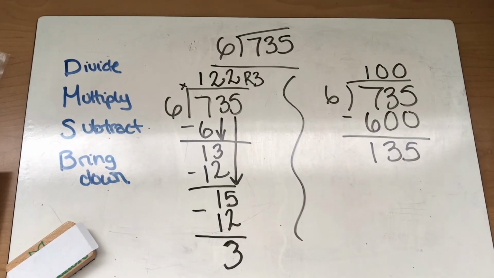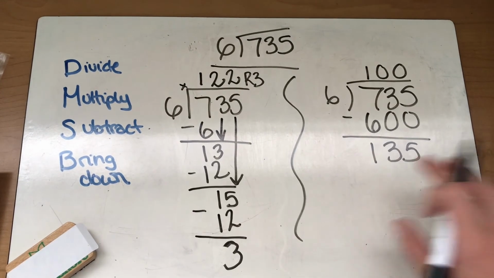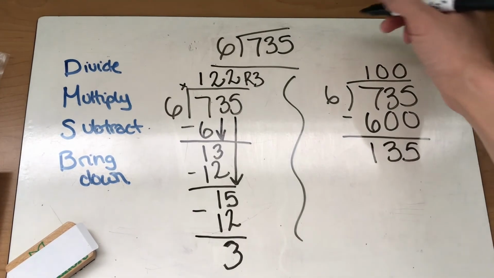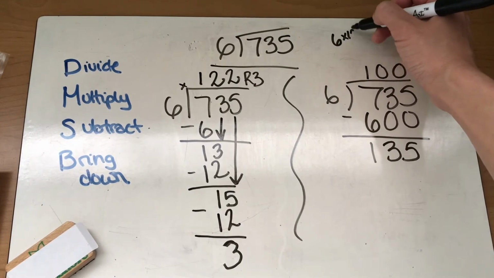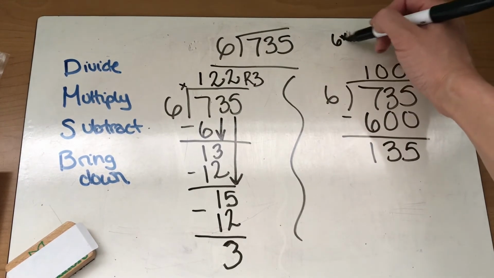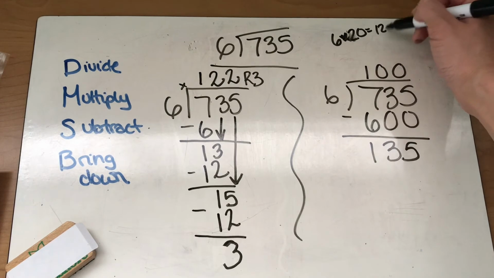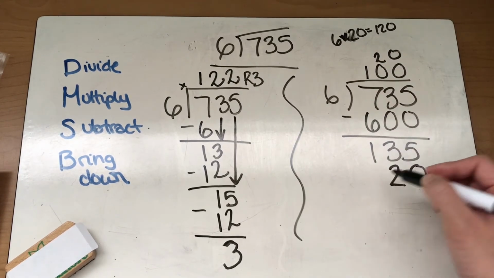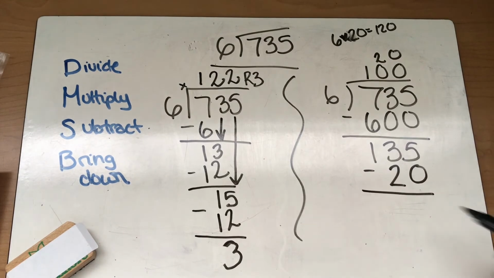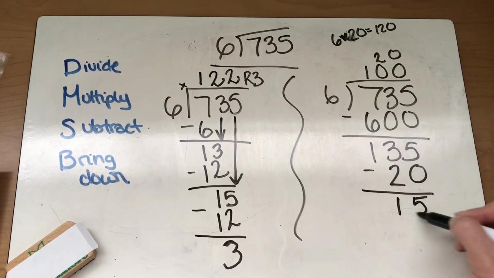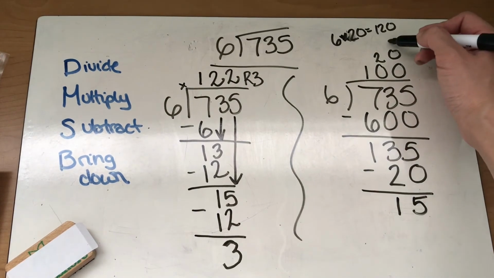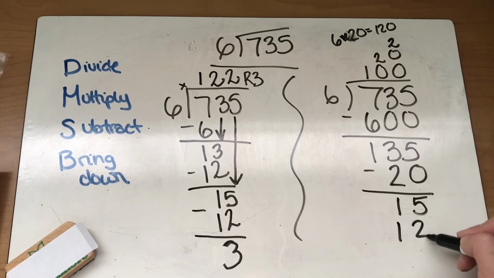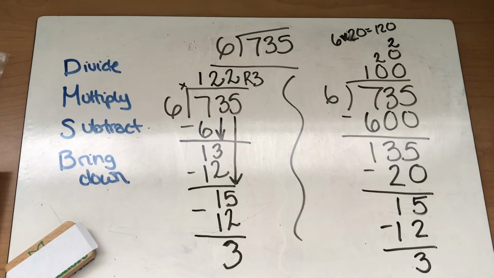Now I'm going to ask my student, okay, how many times does 6 go into 135? Okay, well, I know 6 times 2 is 12. That's close to 13. So what if I do 6 times 20? Oh, that gets me 120. Okay, so let's do that. 20. And now I'm going to subtract. And now my answer is 15. Okay, well, how many 6s go into 15? All right, I know it's 2 because 6 times 2 is 12. And there's my remainder 3.